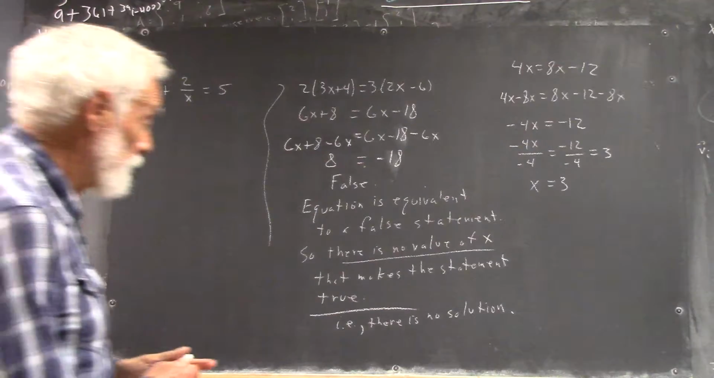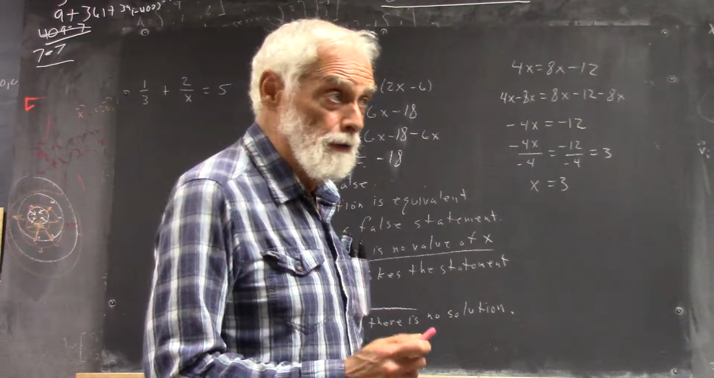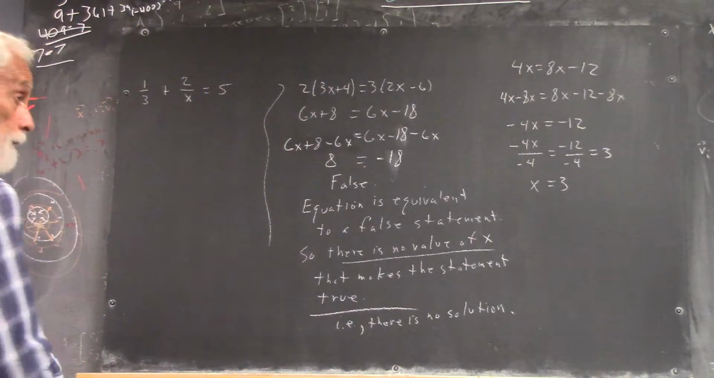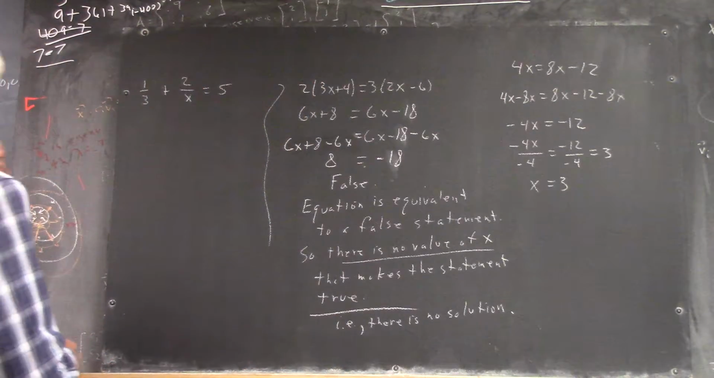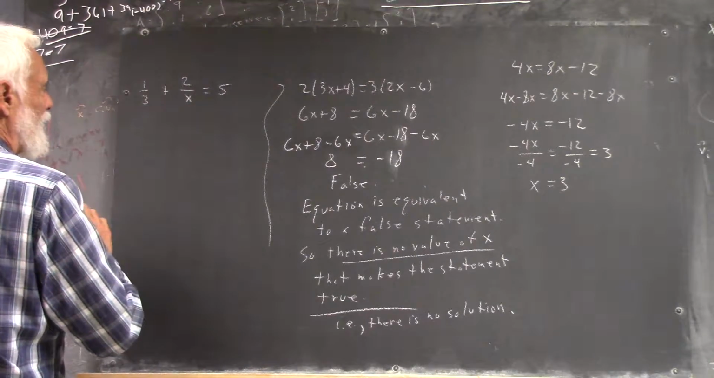Okay, here's a basic principle. This is so important. I'm going to use some of my precious red chalk. Okay? I don't do this often. Well, maybe sometimes I do it often. Okay, 1/3 plus 2 over x equals 5.